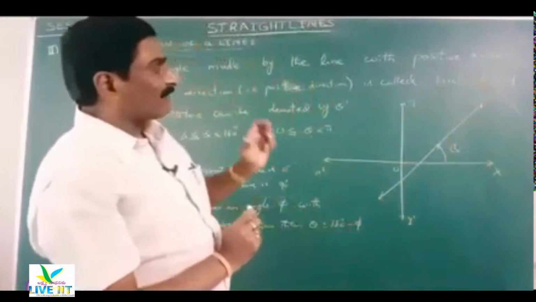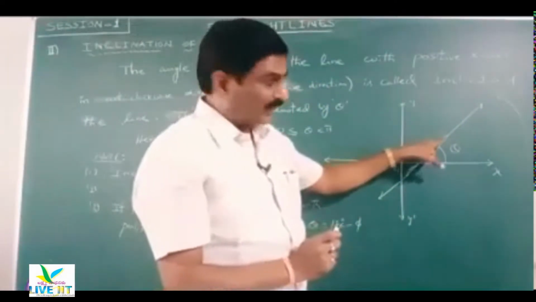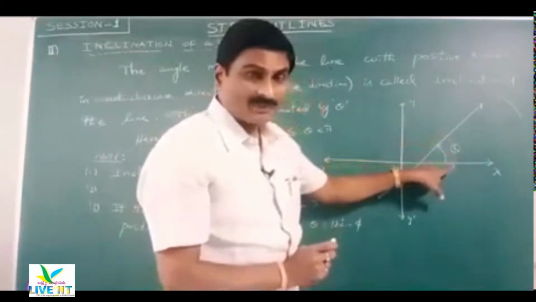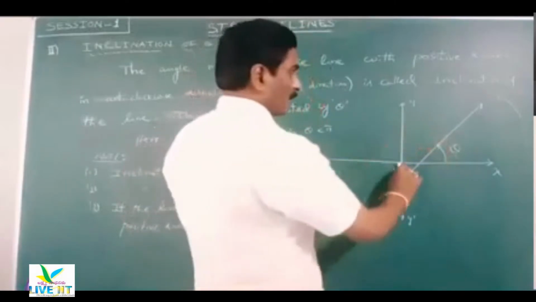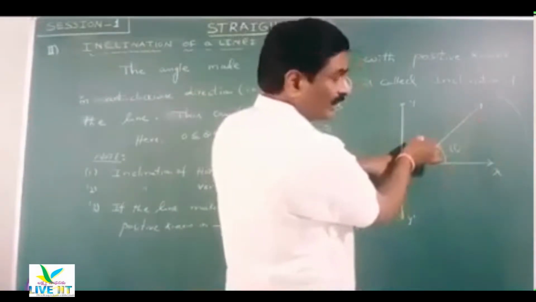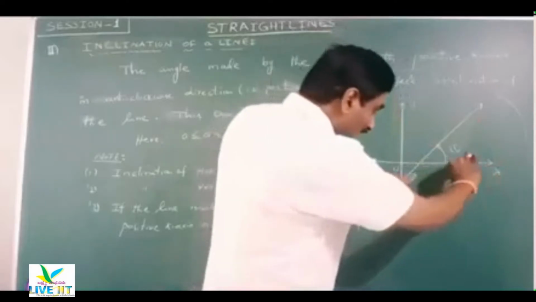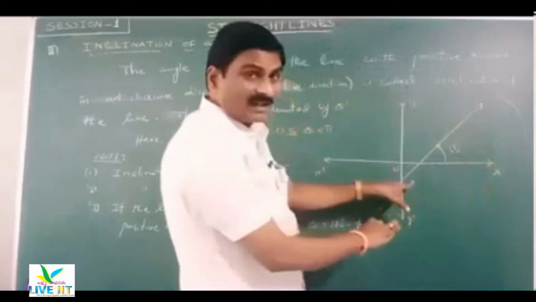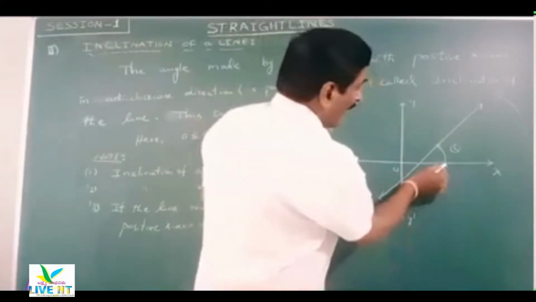Okay. Now, the angle of inclination is nothing but the angle made by the line with positive x-axis in positive direction. That means it is the positive x-axis, it is the line. In positive direction means this value. The angle between the x-axis and this is also an angle, but this direction is clockwise. That means negative direction. This is not the angle of inclination.